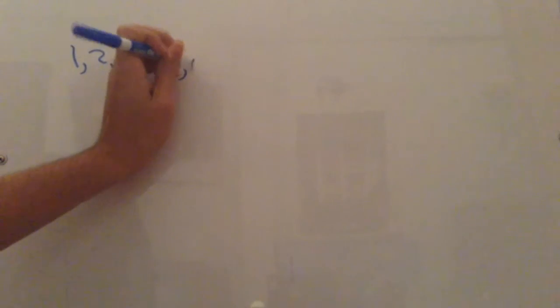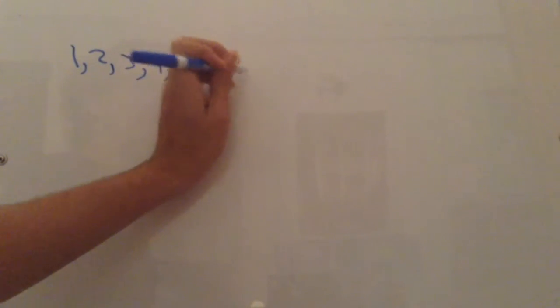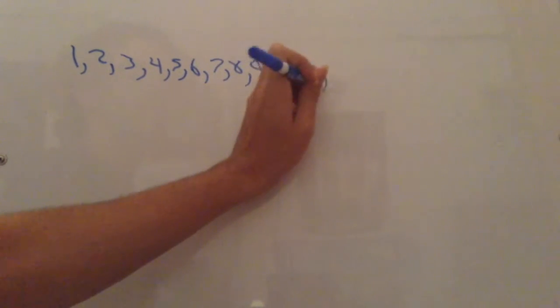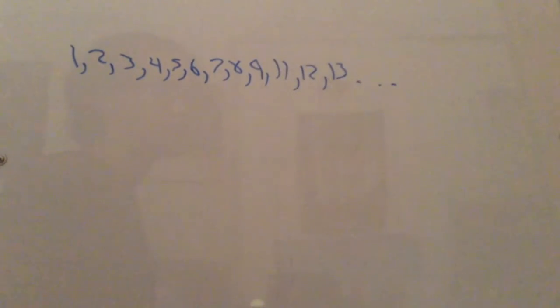We have a list of positive integers that do not contain the number 0. So you've got 1, 2, 3, 4, 5, 6, 7, 8, 9. Can't use 10, so we go to 11, 12, 13. We're going to keep going, and we need to find the 2007th integer on this list.